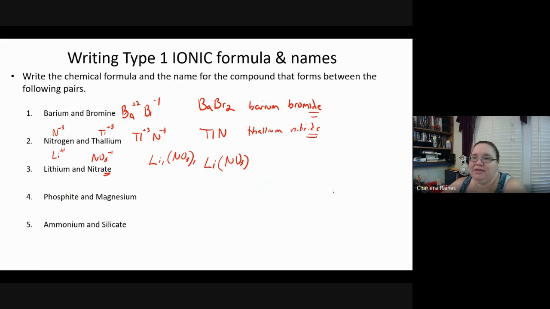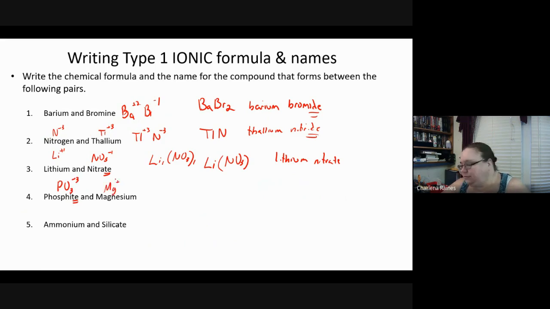And the nice thing about this is that's its name. Since it is a polyatomic, we don't mess with its special name. It is lithium nitrate. So phosphite, it ends in that ITE. That tells me that I'm looking at a polyatomic, which is PO3 -3.